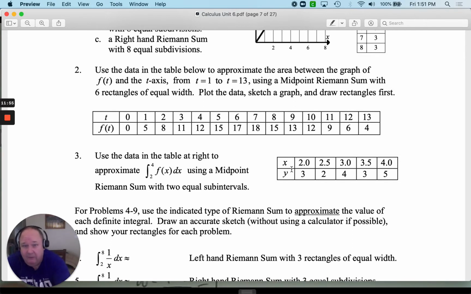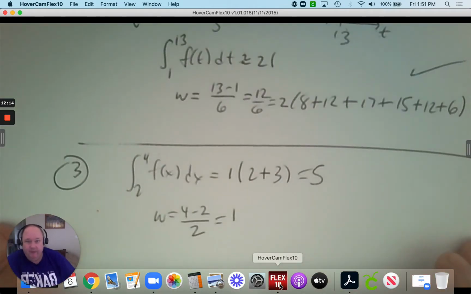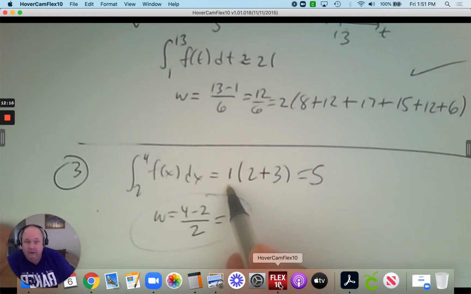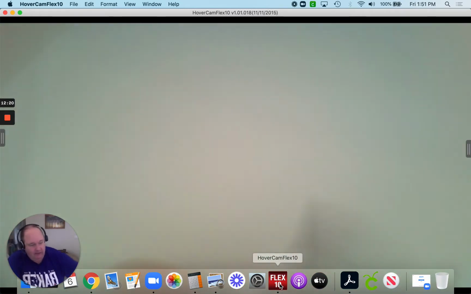And then if I'm just using 2 intervals, the mid, so from 2 to 3, the middle height is 2. And then from 3 to 4, the middle height is 3. And that's it. There's your answer. Just using rectangle. Easy peasy, right? There it is. So you find the width, and then the middle height, and then you have your answer. Number 4.